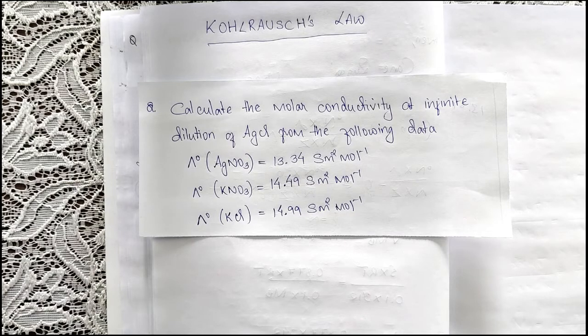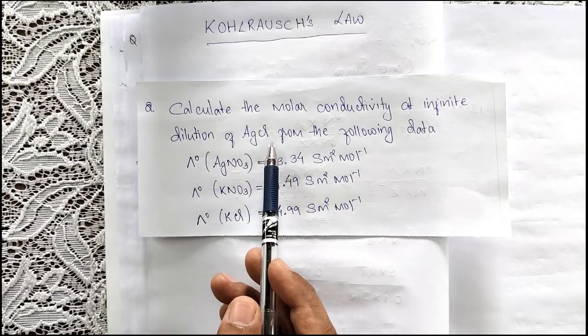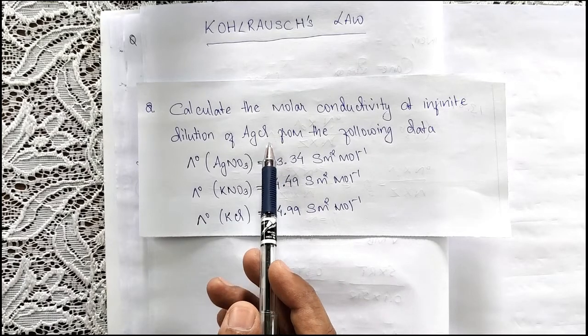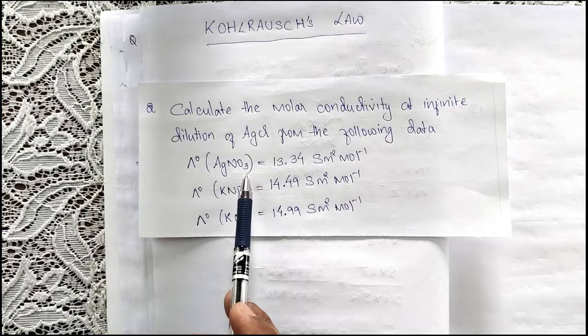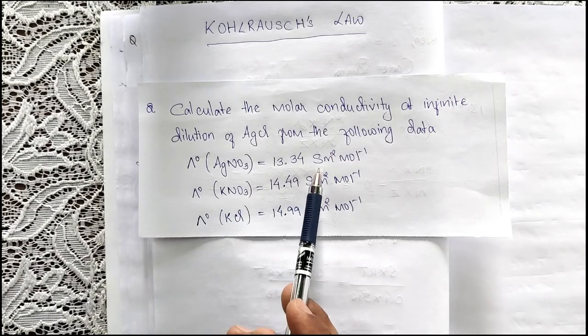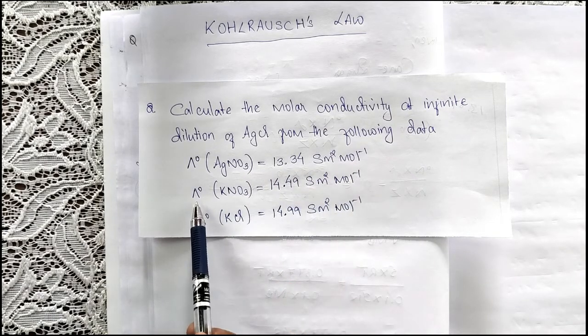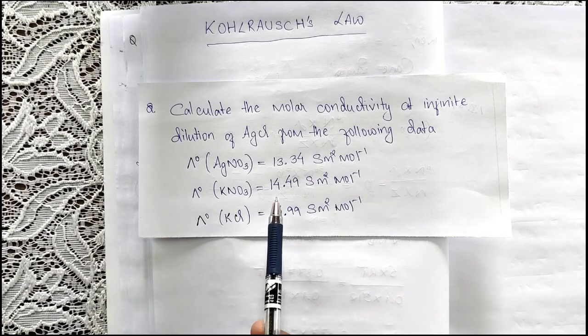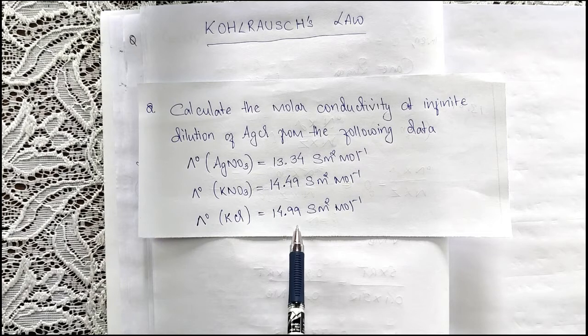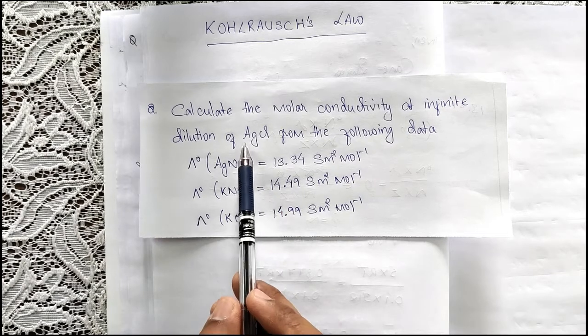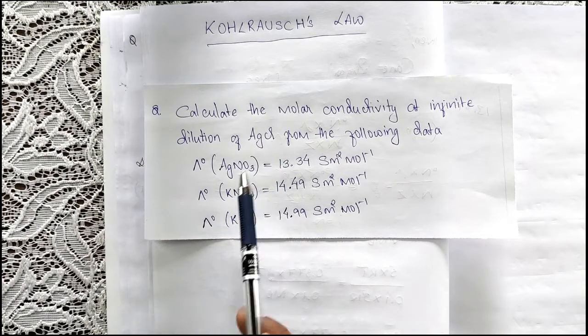calculate the molar conductivity at infinite dilution of AgCl from the given data. So they are asking you to find molar conductivity of AgCl. Your molar conductivity of AgNO3 is 13.34 Siemens meter square per mole. Molar conductivity of KNO3 is 14.49 and molar conductivity of KCl is 14.99. So we shall find the molar conductivity of AgCl from these three given.